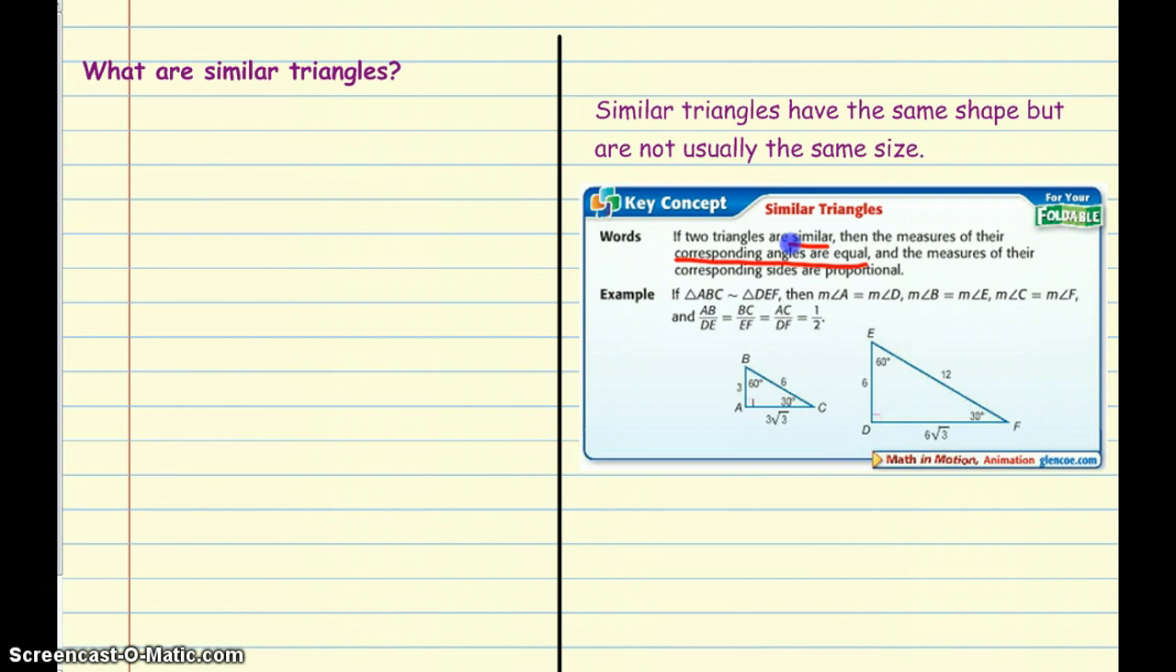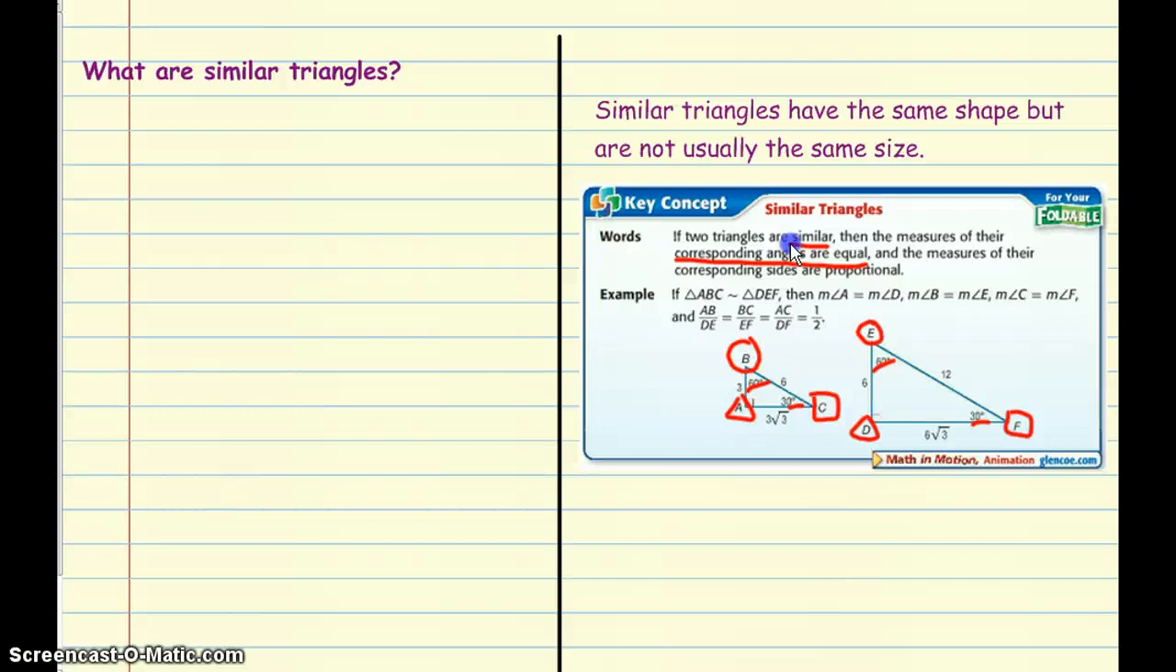So if we look down here at this diagram, we would say that angle B and angle E are corresponding angles because they're in the same spot on each of their triangles. And if we look closely, they're both 60 degrees. Angle C and angle F are corresponding angles. They're both 30 degrees. And then angle A and angle D are corresponding angles, and we see that they're both 90 degrees. So because all three angles in both triangles are the same, we can say that they are similar triangles.